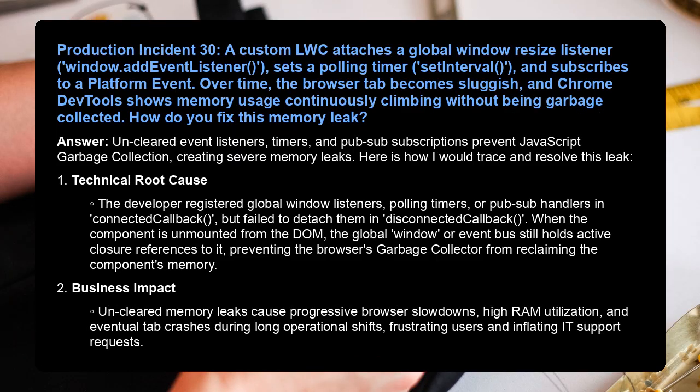Production Incident 30. A custom LWC attaches a global window resize listener, window.addEventListener, sets a polling timer, setInterval, and subscribes to a platform event. Over time, the browser tab becomes sluggish, and Chrome DevTools shows memory usage continuously climbing without being garbage collected. How do you fix this memory leak? Answer: uncleared event listeners, timers, and pub/sub subscriptions prevent JavaScript garbage collection, creating severe memory leaks. Here is how I would trace and resolve this leak.